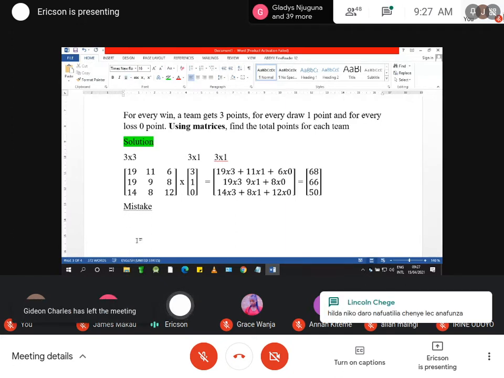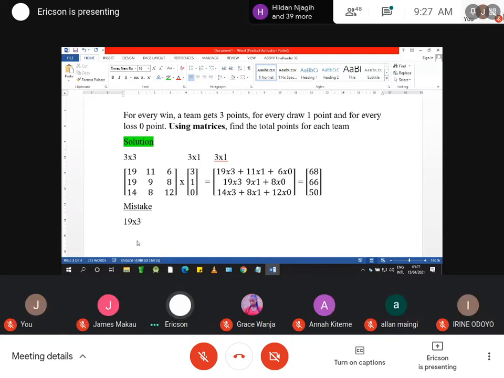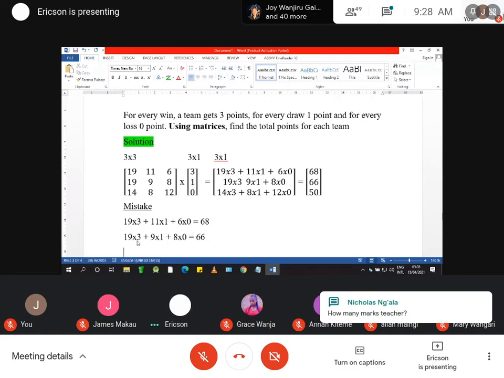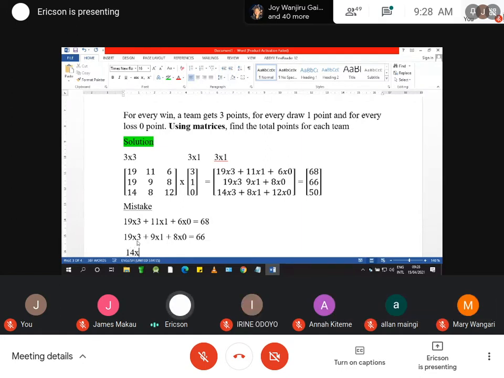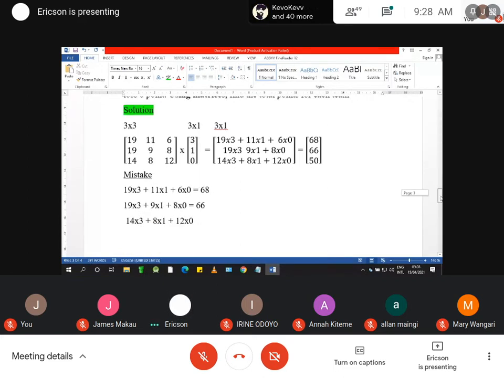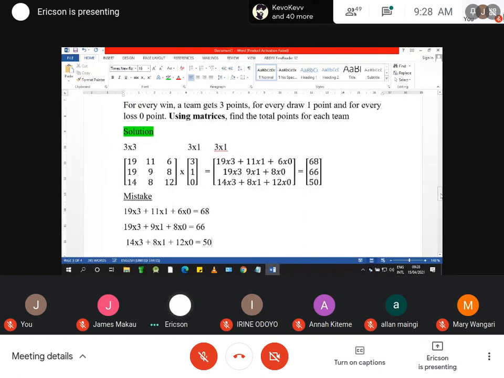A win, we are told, is 19, you multiply it by 3, because you are being asked for the total number of points, and then you add 11 multiplied by 1, and then add 6 multiplied by 0. And this will give you 68. The next one will be 19. You multiply it by 3, you add 9, then you add 8 multiplied by 0. This will give you 66. And then the third one, 14 multiplied by 3, 8 multiplied by 1, 9 plus 12 multiplied by 0, and this will give you 50.